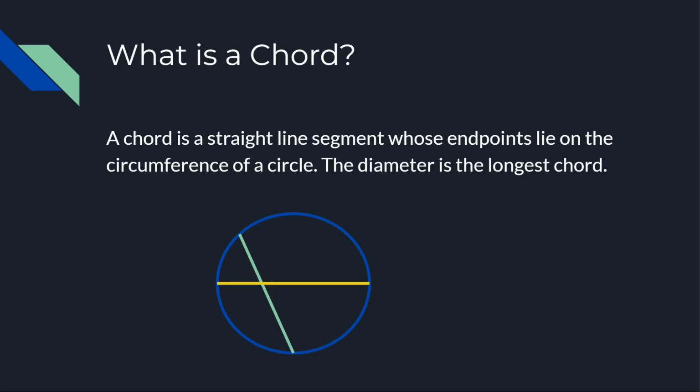Now, before we start the full lesson, we need to get a couple of definitions clear. The first definition we'll work on is the definition for a chord. A chord is a line segment with both ends on the circumference of a circle. So here and here. Notice that it does not go beyond the circumference of the circle. This chord effectively divides the circle into two segments.